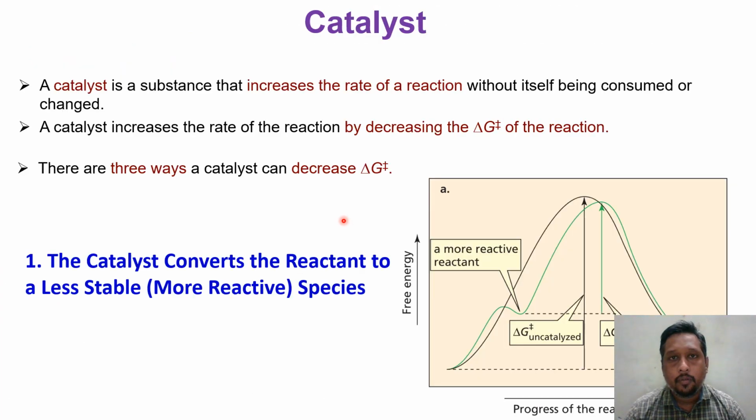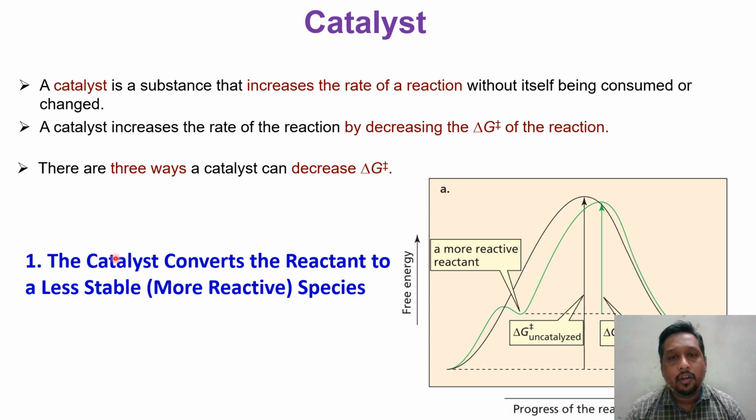Before moving on to the enzyme catalyzed reactions, first we should know what a catalyst is and its role in organic synthesis. In general, a catalyst is a substance that increases the rate of a reaction without itself being consumed or changed. A catalyst increases the rate of a reaction by decreasing the energy of activation. There are three ways a catalyst can decrease the energy of activation.